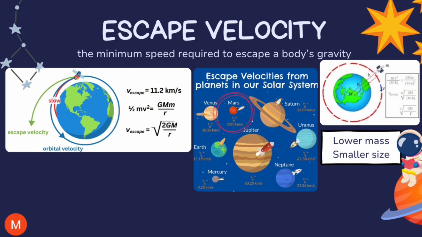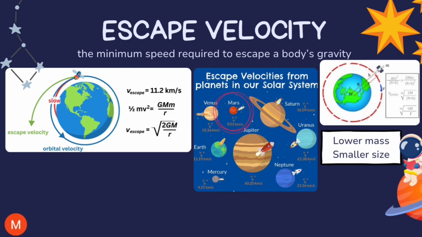The diagram on this slide illustrates the difference between Earth's and Mars's escape velocities. So we can see here that Mars has a much smaller escape velocity of about 5 km per second due to its lower mass and smaller size. So this difference plays a crucial role in planning the spacecraft's launch and landing phases.